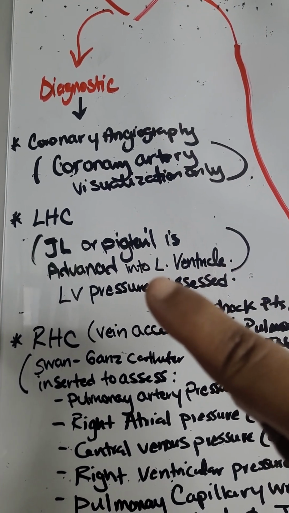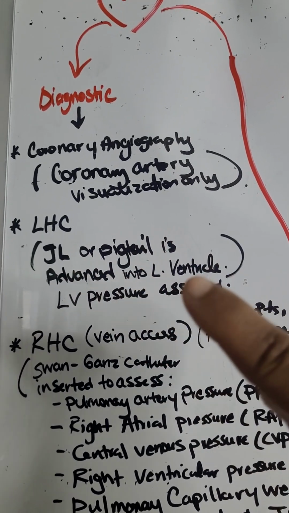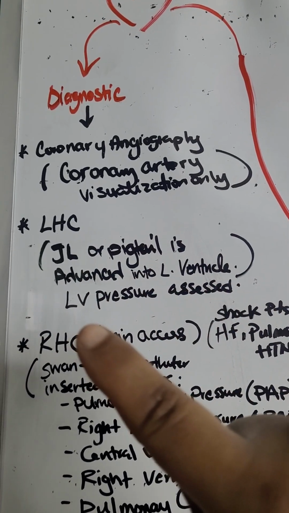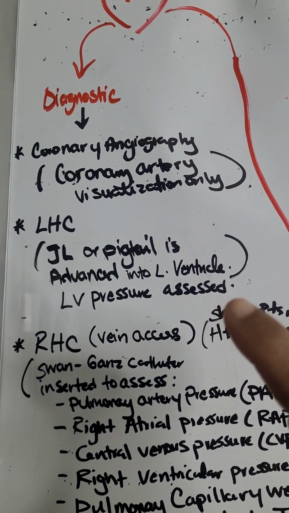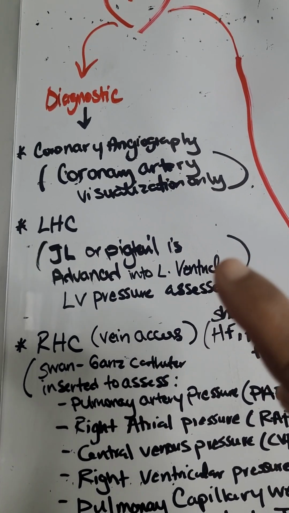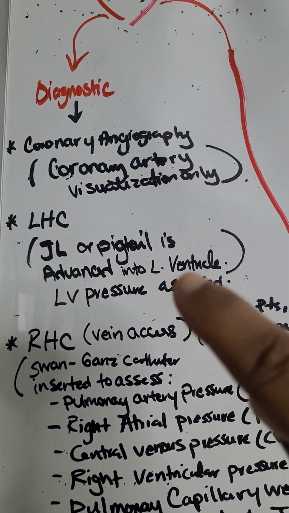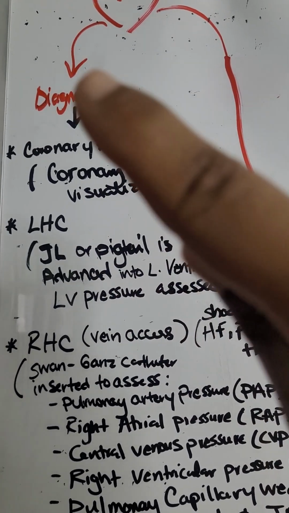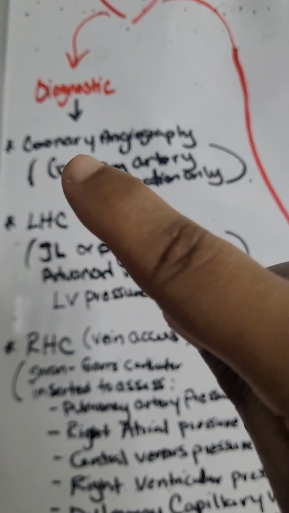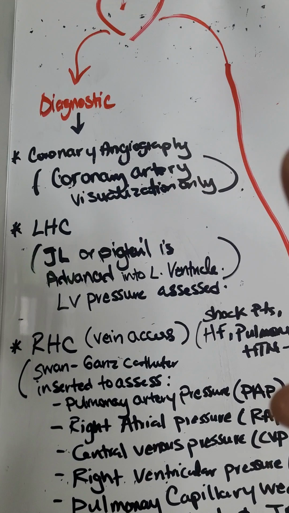They're going to advance the catheter, whether it's a JL or a pigtail, into the left ventricle, and they're going to assess the LV pressure in the left ventricle. If that is done, then we call that a left heart cath, right? But if they're only checking the coronary arteries, then we go back and it is updated to be coronary angiography, okay? I hope you're following me.